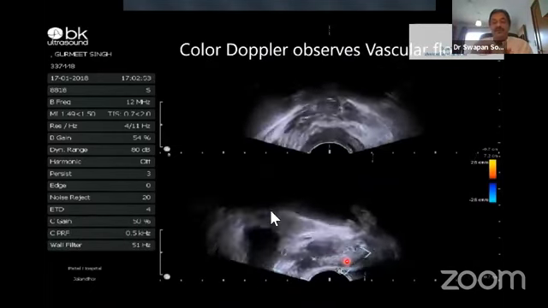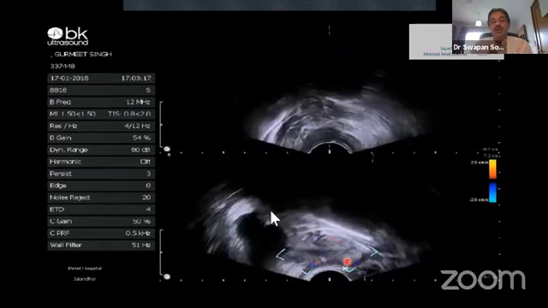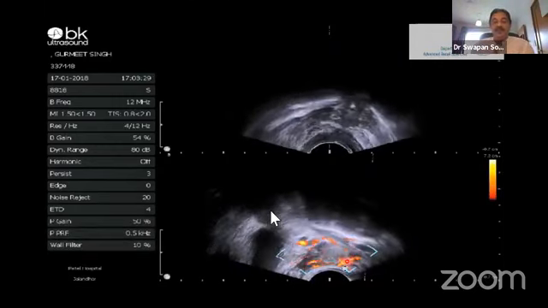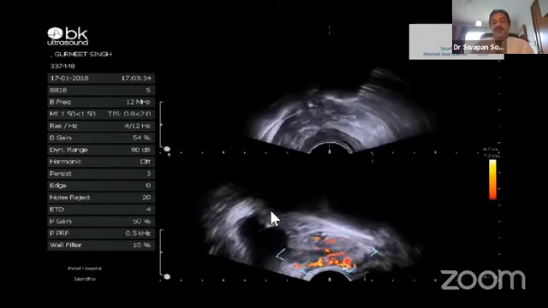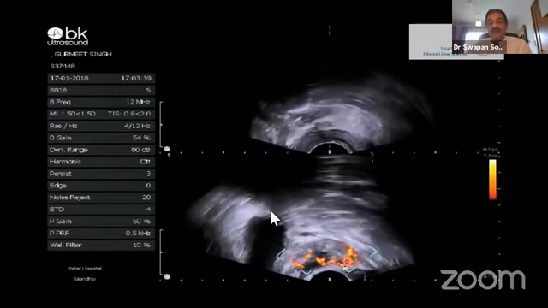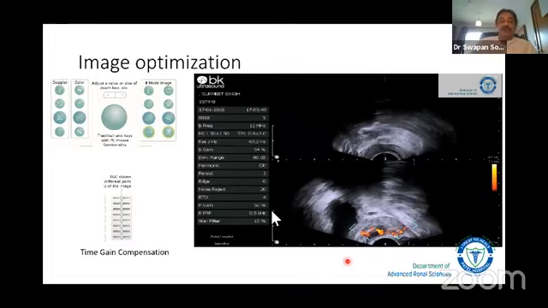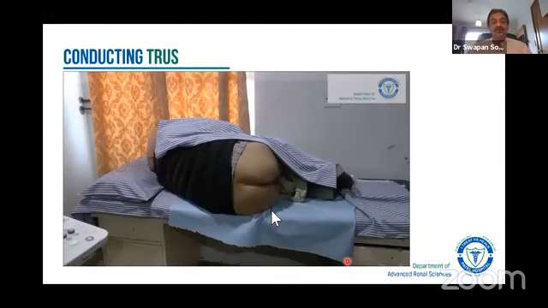What happens is that when you apply the probe to the prostate or to any anatomy, some parts of the anatomy are deeper than the other parts, and the waves from those will return later compared to the superficial parts of the anatomy, and they will interfere with the waves which are returning from the superficial anatomy. So time gain compensation actually cancels out those deeper waves so as to make the image more clear. So this is how you would do a transrectal ultrasound.